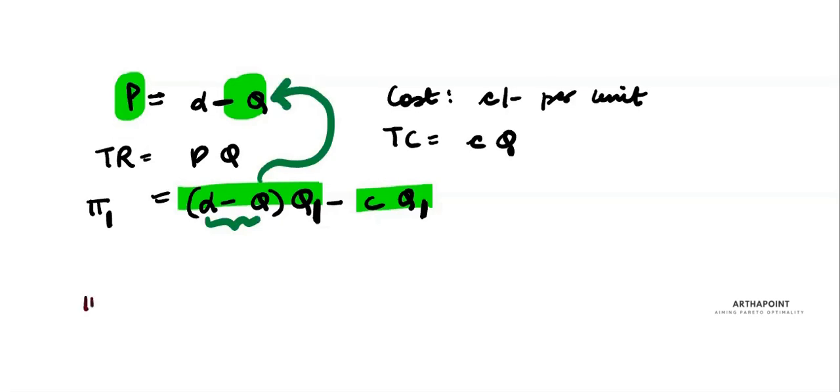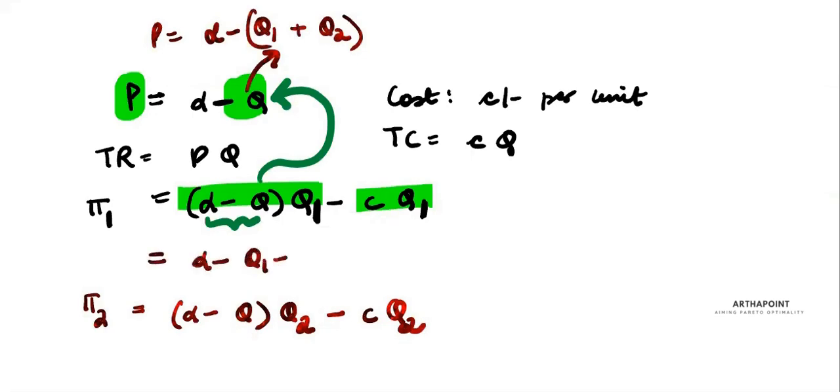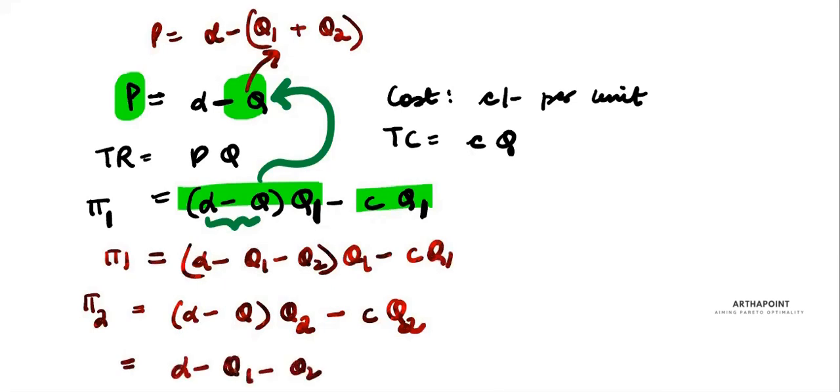Similarly, the profit for firm 2 will also be alpha minus Q into, he's selling Q2 units, minus C into Q2. This Q in the price function is the total quantity, because price in the market is determined by total quantity. So the profit of firm 1 can be alpha minus Q1 minus Q2 into Q1 minus CQ1. And profit of firm 2 is alpha minus Q1 minus Q2 into Q2 minus CQ2.